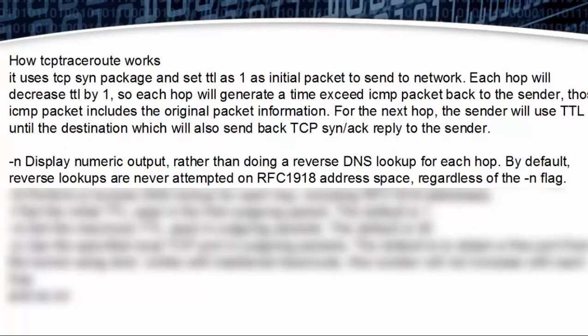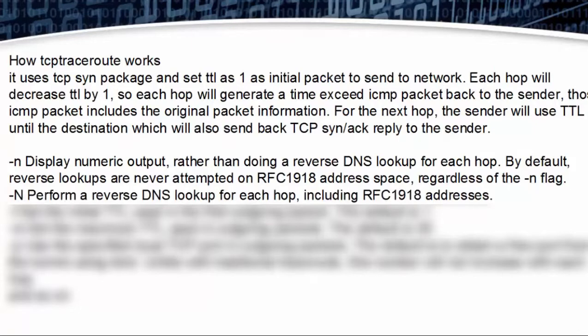-n displays numeric output rather than doing a reverse DNS lookup for each hop. By default, reverse lookups are never attempted on RFC 1918 address space, regardless of the -n flag. -N performs a reverse DNS lookup for each hop, including RFC 1918 addresses.